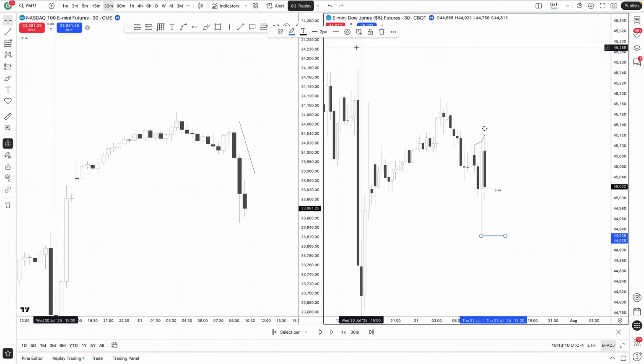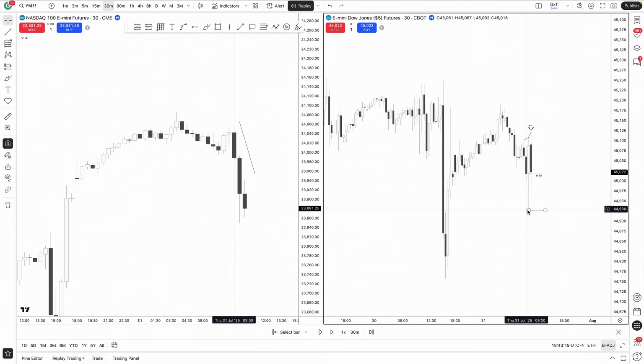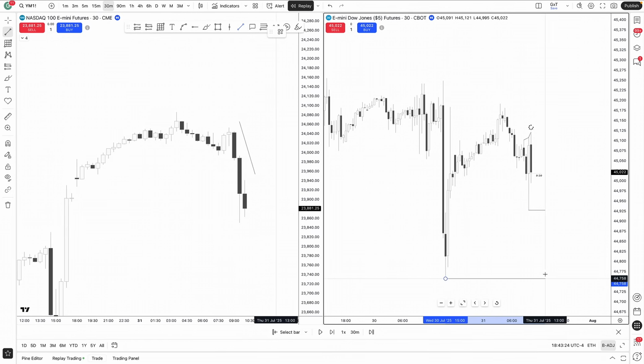So this would be order pairing ranges. But this low here is not the actual higher time frame target, right? It's just a low on the way to our higher time frame target. This is our actual higher time frame draw right here.